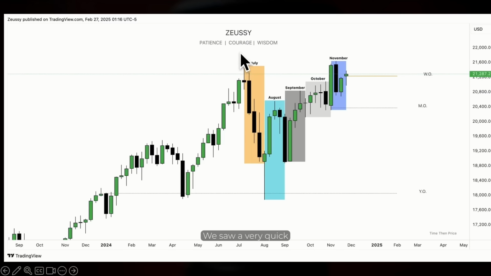We saw a very quick expansion towards the downside. The fact that the month of July was so bearish right here sets the stage for the following. It sets the stage for a high resistance liquidity run towards the upside.